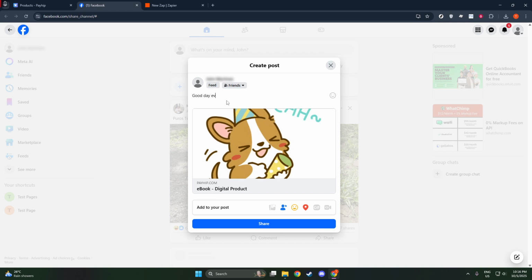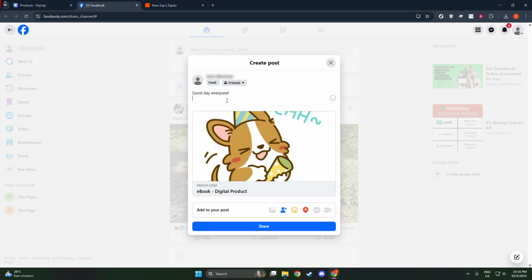Craft a post using clear, benefit-oriented copy. It's not just about what your product is, but more importantly, what problem it solves for your audience. People are always looking for solutions to their problems, and if you articulate this well, your post is likely to resonate with them. Also, consider highlighting what's included in your product or offering a sneak peek. This can often be the push that potential customers need to click on your Payhip link, eager to learn more or make a purchase.